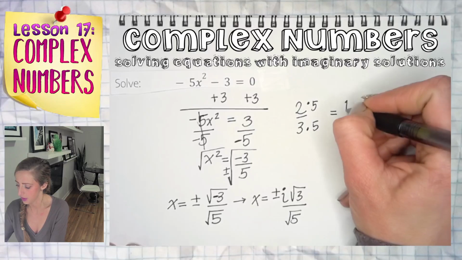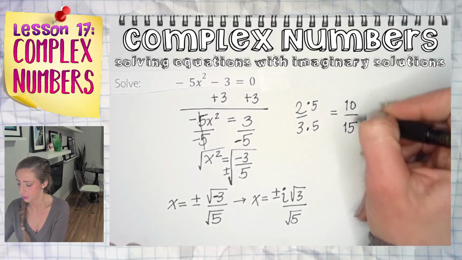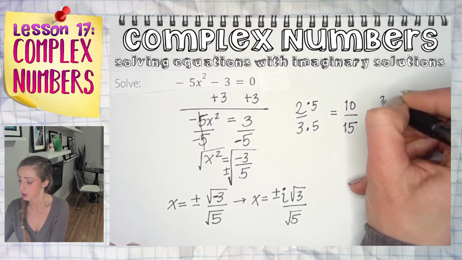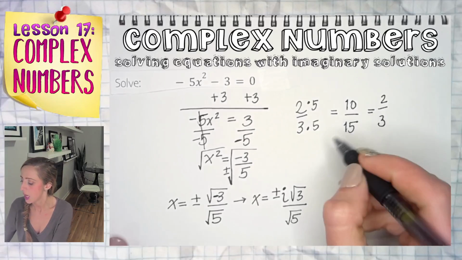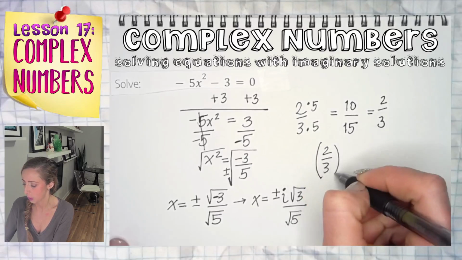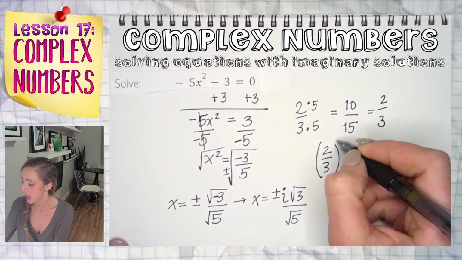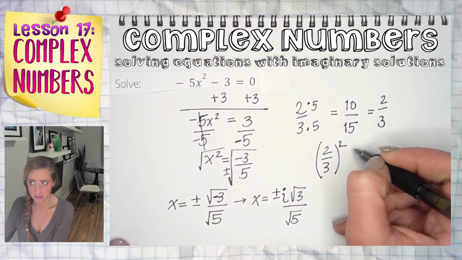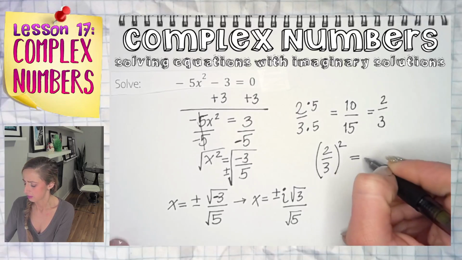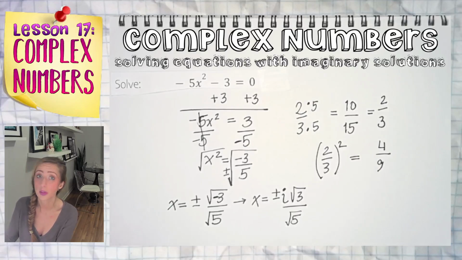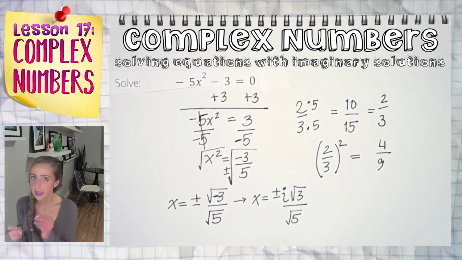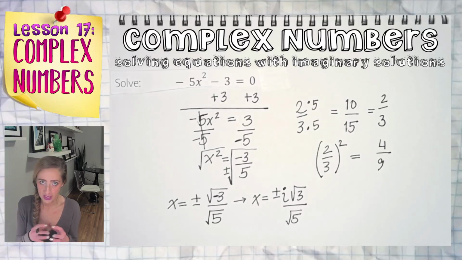What does that give us? 10 over 15, which will still reduce to 2 over 3 because of multiplication and division and how fractions work. But if I take that same 2/3, which is 0.6666 repeating, and I square it just because I feel like it, that would give me 4 over 9. And 4 over 9 is 0.4444 repeating, not 0.6666 repeating. They are not the same. You cannot do that.